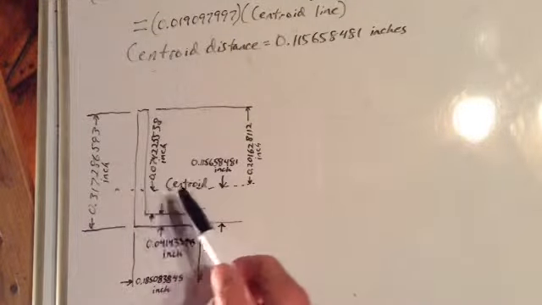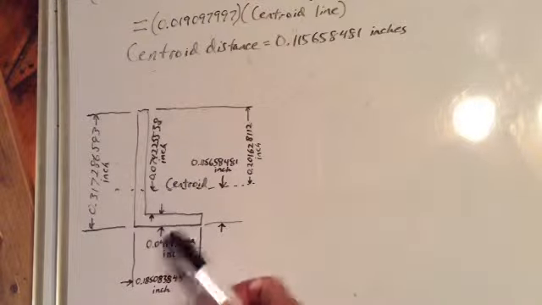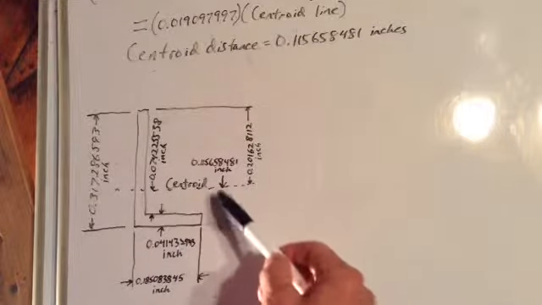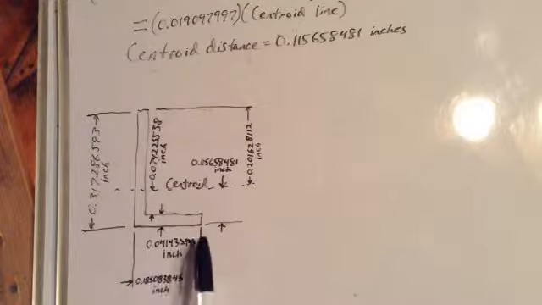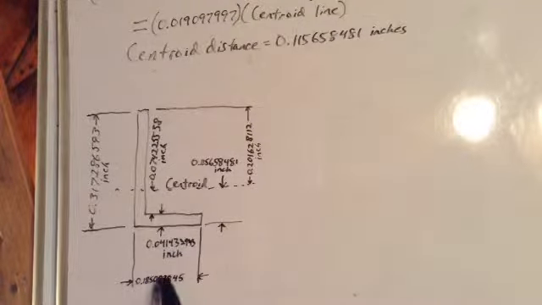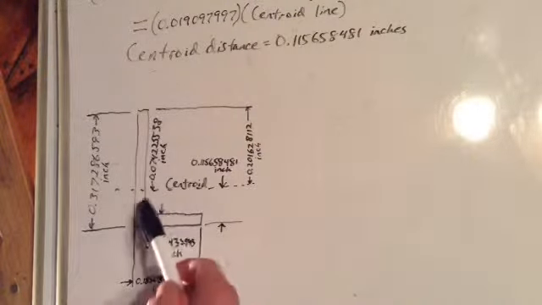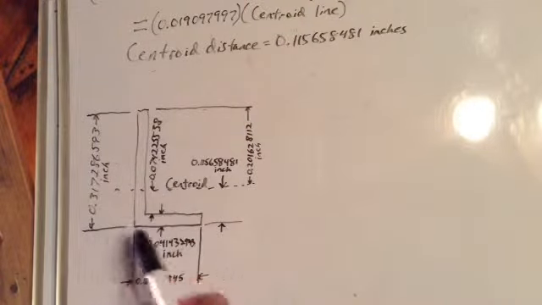Did I get mixed up here? Let's see, that distance plus that distance equals that distance. That distance plus that distance equals that distance. And here we have the same old 0.185 going across there. So those are the dimensions. That's what we really wanted to find out, is how far our centroid line is from there.